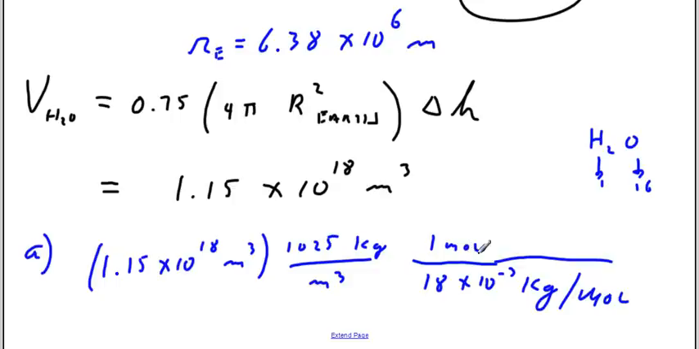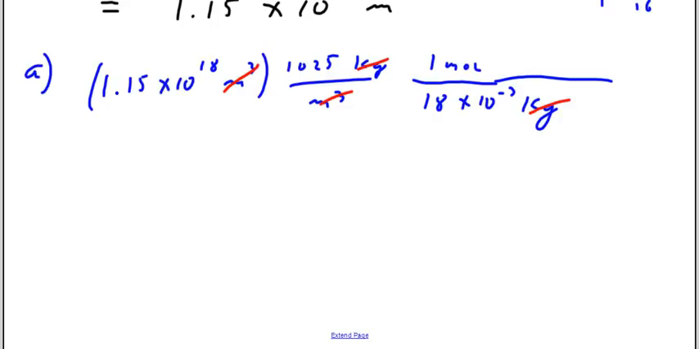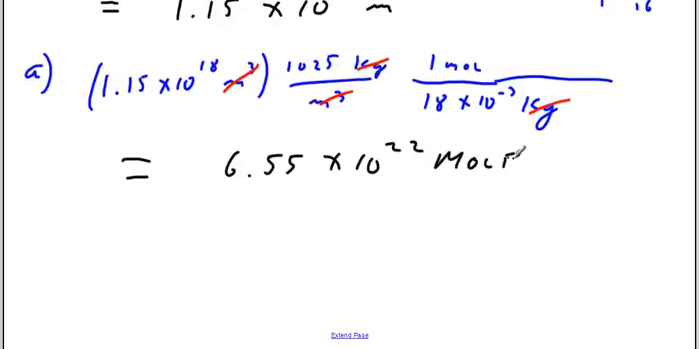So now I got moles go away. No, 1 mole per that. So this isn't per mole. I already put the mole on top. All right, so 1 mole per that many kilograms. All right, that's fine. Kilograms goes away, meters cubed goes away, and all we have is moles left over. All right, so we put that in our calculator, and we end up with 6.55 times 10 to the 22nd moles of H2O.